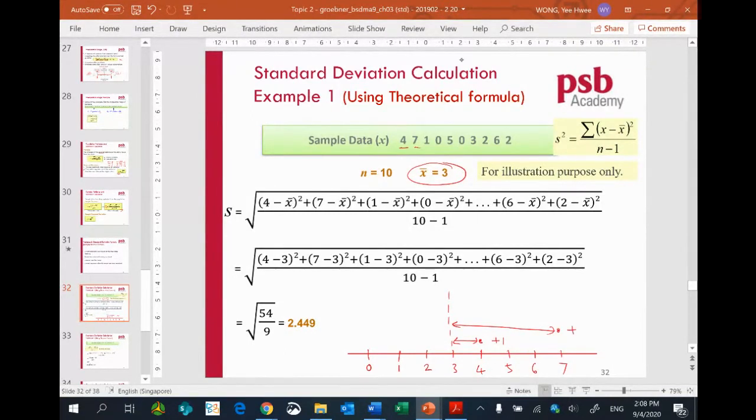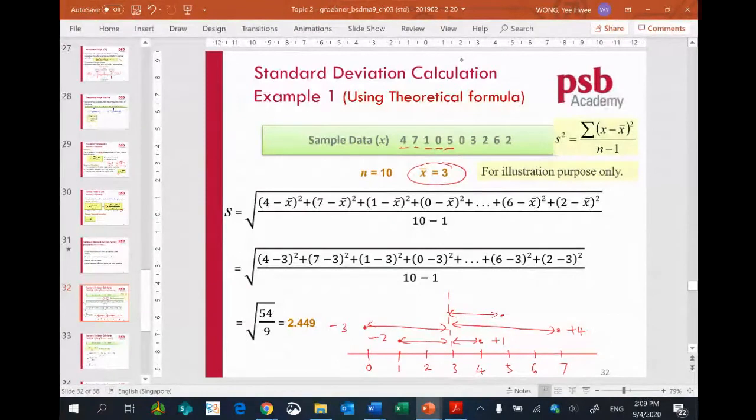Is 4 steps to the right. Yeah, 4 steps. Then where is 1? 1 is here. 1 is 2 steps to the left. Left is negative, yeah. Then 0. 0 is here. Is 3 steps to the left. Then 5. 5 is here.